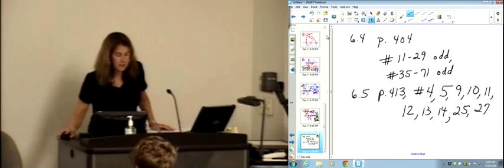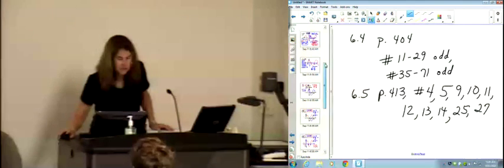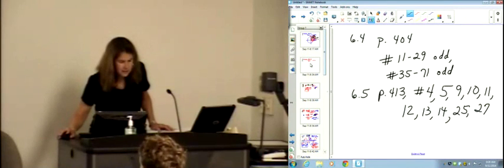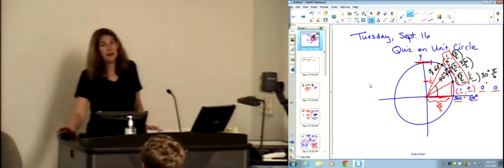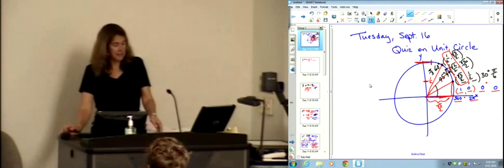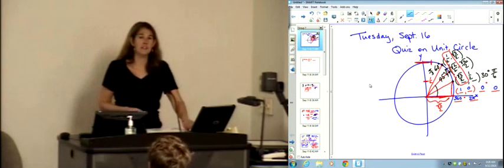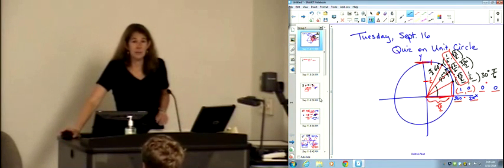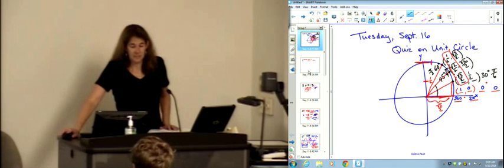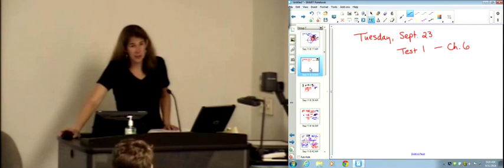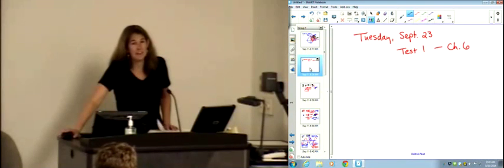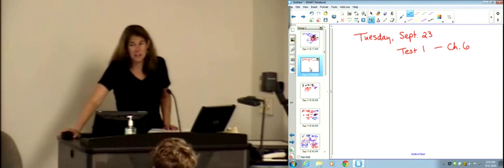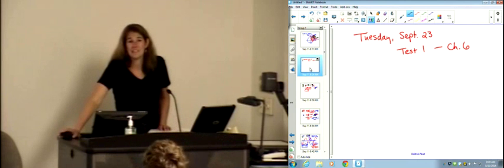Study the unit circle. Let me go back here just a moment in case you came in late today. Tuesday, we're having a quiz on the unit circle. It'll be just like the blank unit circle you have on D2L. Okay, but you'll do it in class on Tuesday and then turn it in. Okay, is everybody clear on that? Tuesday, September 23rd, a week past Tuesday, we'll have our first test on Chapter 6. Just want to make sure everybody's getting the information here. Anybody have a question? All right, then you all have a great day.